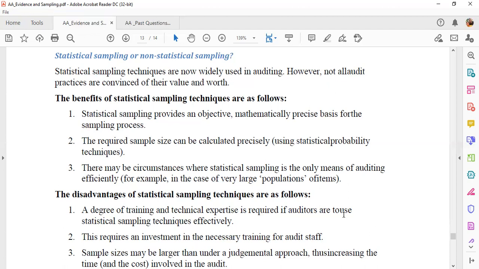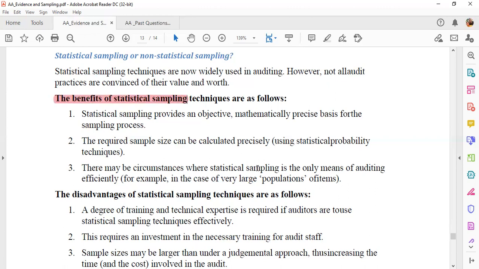So what is now the benefit of statistical sampling? Please, this has been tested before. If you check any of these past questions, you are going to see it. Statistical sampling provides an objective, mathematical, precise basis for the sampling process. The required sample size can be calculated using probability technique. When we say statistical sampling, the word we use is probability theory.